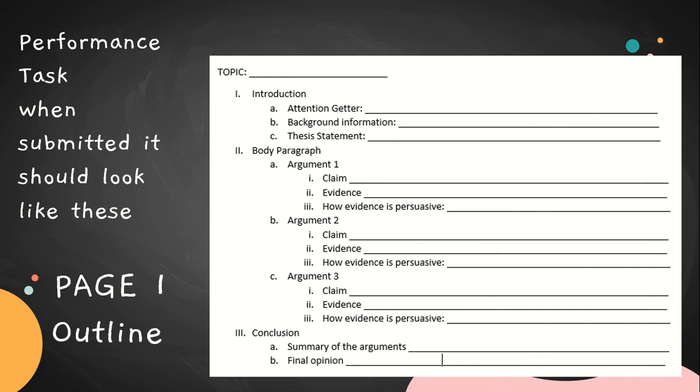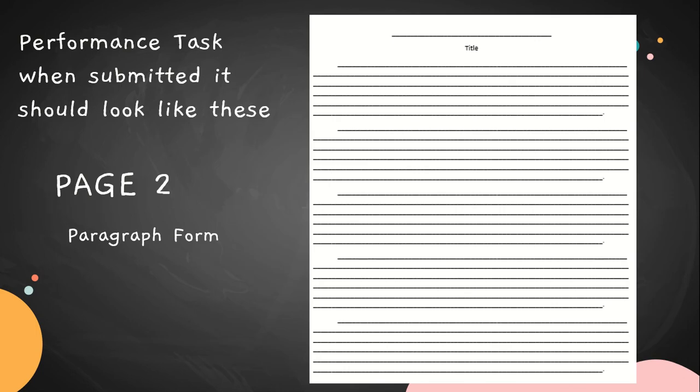The first page of your performance task is an outline written like this. On the second page is the paragraph form of what you have outlined. So it should have your title, your introduction, argument number 1, argument number 2, argument number 3, and lastly your conclusion.